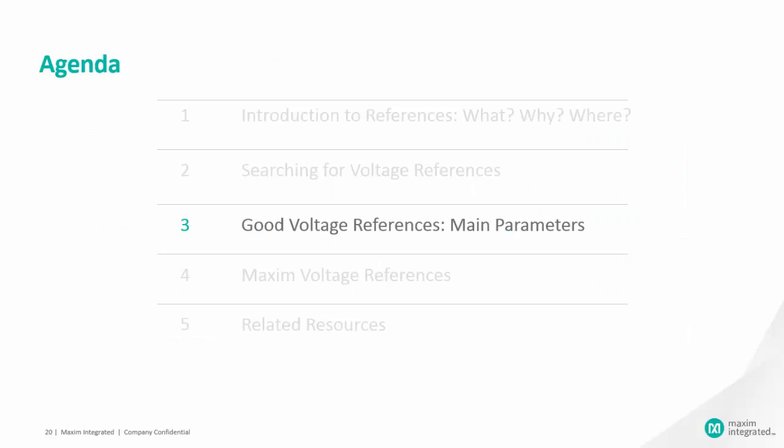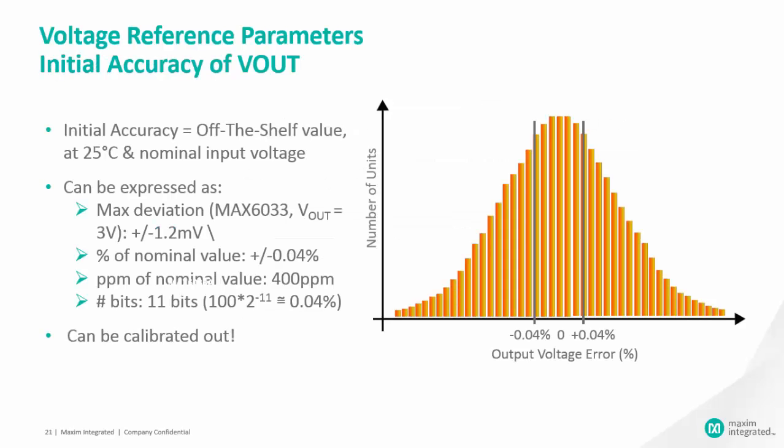Now we'll discuss the characteristics that define the quality of a voltage reference. Our data sheets characterize the performance very accurately by means of many important parameters. In this discussion, we'll cover the most important of these parameters. Let's start with the output voltage accuracy. This is the output voltage measured on an off-the-shelf device at the beginning of its operational life. It must be within the initial accuracy tolerance reported in the datasheet. Usually it's defined at room temperature and nominal input voltage.